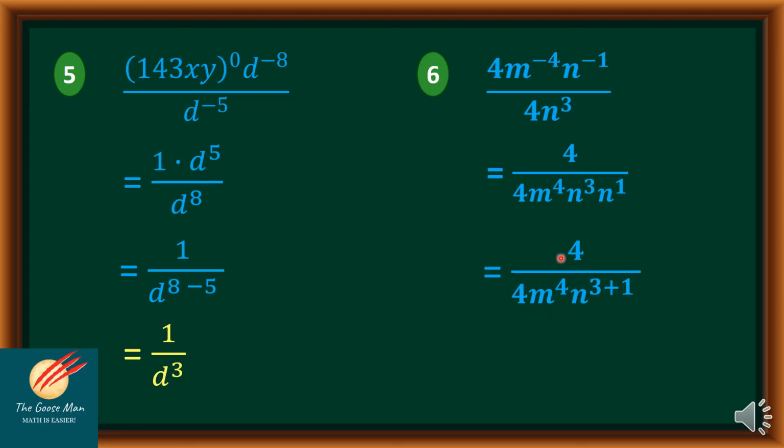But take note, I can factor out 4 and 4, so this gives me a numerator of 1. Then I have m to the fourth power, n to the fourth power. So therefore, the final answer is equal to 1 all over m to the fourth power, n to the fourth power.